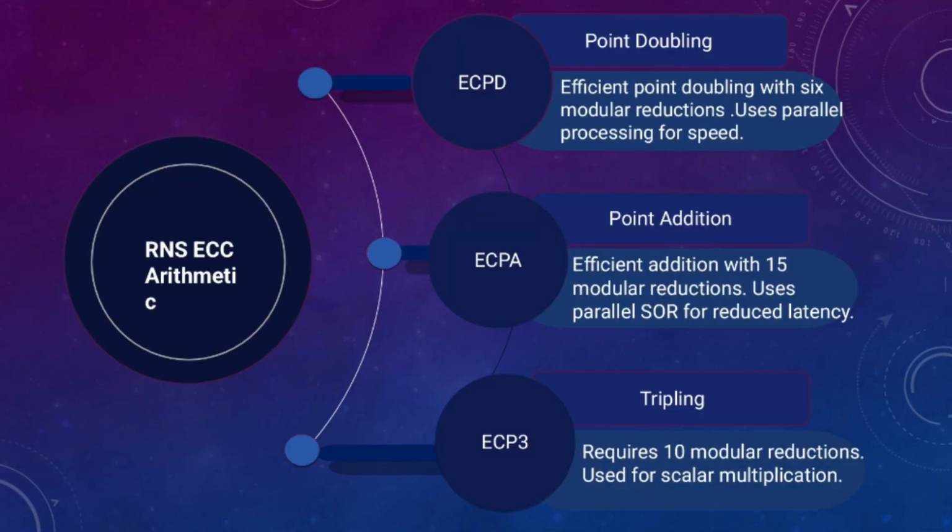Here we discuss the efficient arithmetic operations in ECC using RNS. For point doubling, we used a method requiring only 6 modular reductions with parallel processing, enhancing speed and performance. Point addition involves 15 modular reductions, significantly fewer than traditional methods, and uses parallel SOR processing to reduce latency. Tripling, essential for scalar multiplication in cryptography, needs just 10 modular reductions, streamlining the process for faster computation. This optimized technique significantly improves computational speed and efficiency, crucial for secure and scalable ECC implementation.